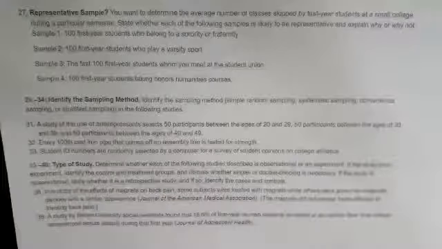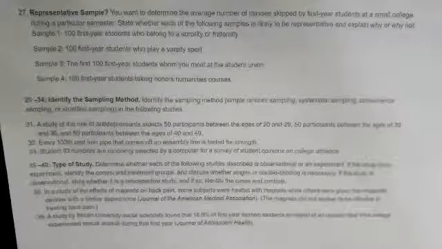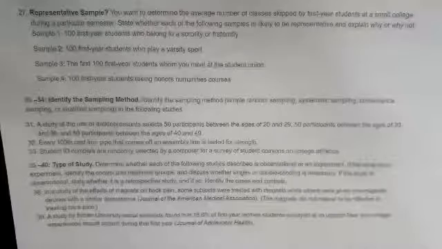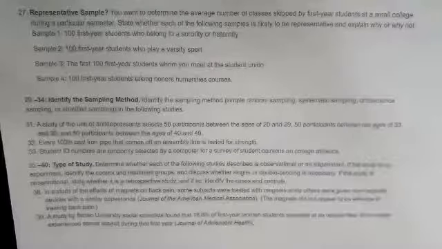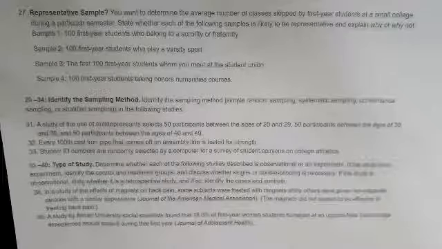You want to determine the average number of classes skipped by first-year students at a small college during a particular semester. State whether each of the following samples is likely to be representative and explain why or why not. Okay, so the first sample, they say 100 first-year students who belong to a sorority or fraternity. Sample 2 would be 100 first-year students who play a varsity sport. Sample 3 would be the first 100 first-year students whom you meet at the student union, or 100 first-year students taking honors humanities courses.